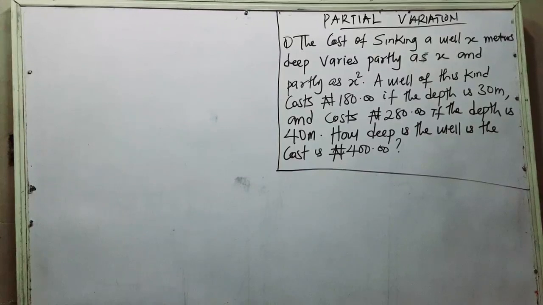The cost of sinking a well, x meters deep, varies partly as x and partly as x squared. A well of this kind costs 180 naira if the depth is 30 meters and costs 280 naira if the depth is 40 meters. How deep is the well if the cost is 400 naira?